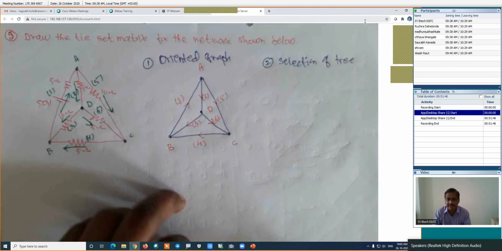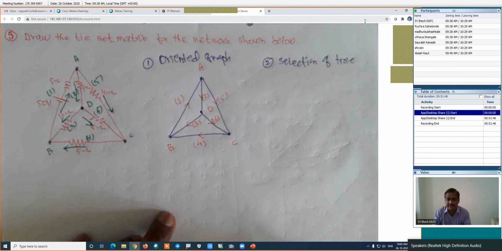Generally, the selection of tree is given by the examiner in the examination. Because if we have a different tree, we will have different answers. But the final branch currents and branch voltages will be the same. Is it right? Because if we are selecting a different tree, loops will be different. If we have different loops, loop currents will be different. But finally the branch currents will be the same. Is it right?